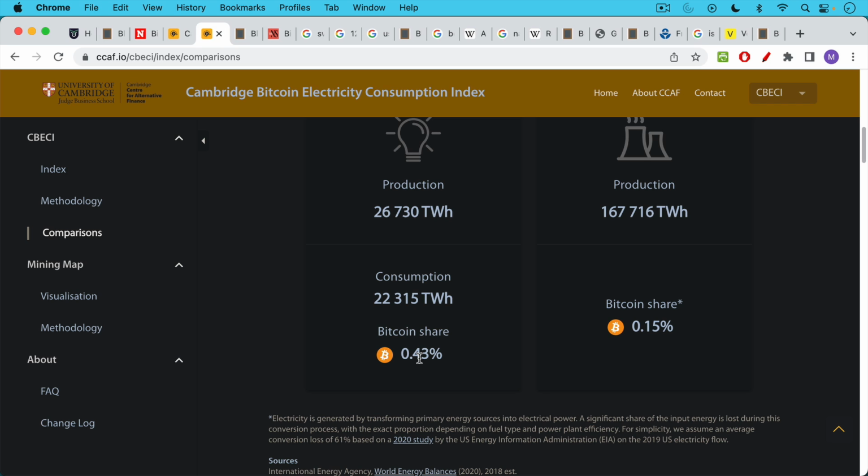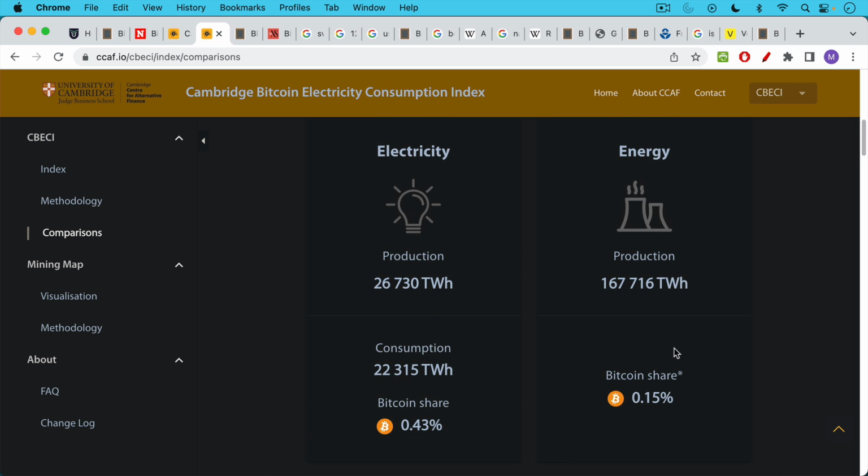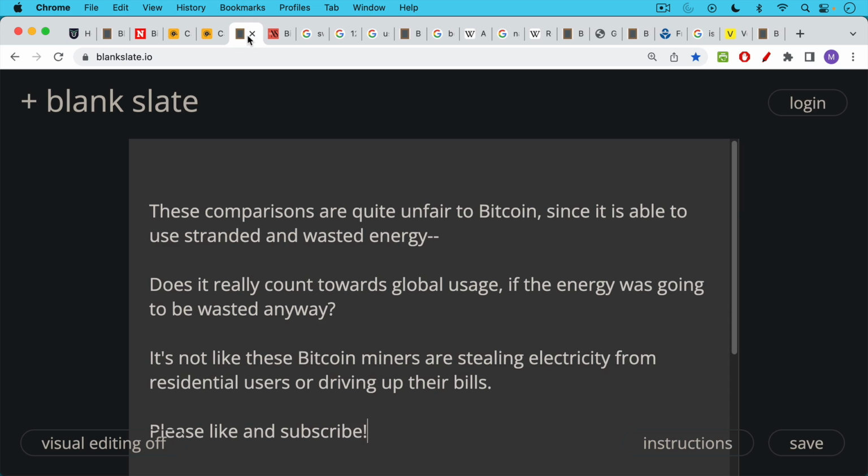Bitcoin's share of that, the entire Bitcoin network, is 0.43%, which is quite a long way from using 100% of the world's electricity. In terms of the energy production of the entire world, it's using about 0.15%. Again, that is just 15% of 1%. So it's still using a tiny, tiny amount of global electricity. And the thing about the Bitcoin network is it scales, and you can have more and more transactions. You can have transactions on the Lightning Network, but it scales without necessarily using more electricity.